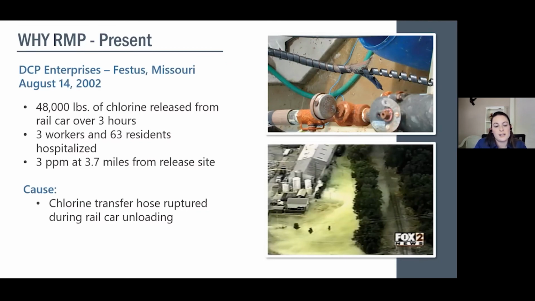3 workers and 63 residents were hospitalized. So even with a stringent chemical safety program in place, accidents do happen. The best that we can do is to work to minimize the likelihood or severity of these accidents and work together to inform the employees and the public about the hazards of the process.